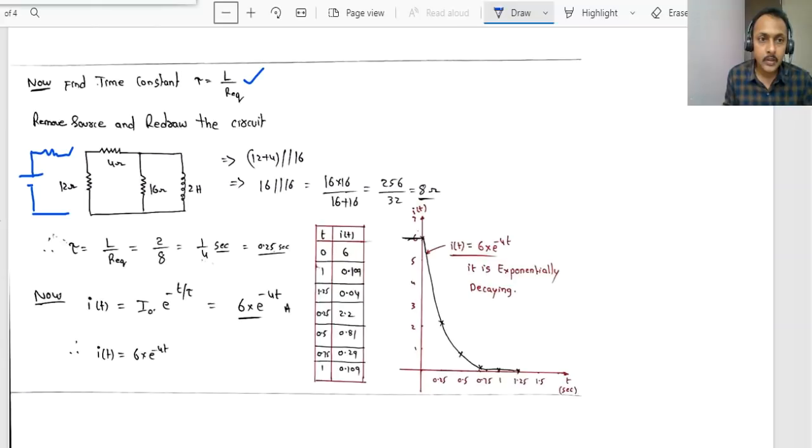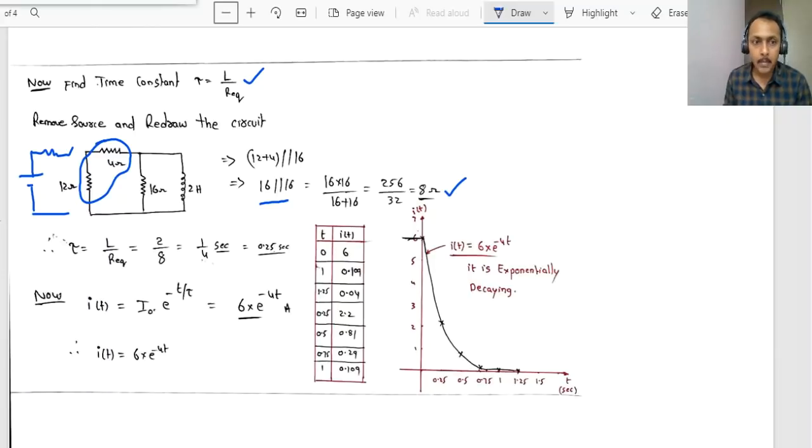Observe these 4 ohms and 12 ohms are in series. The resultant is in parallel with 16. 12 plus 4 is 16, parallel to 16. So the answer is AB by A plus B, 16 into 16 by 16 plus 16. The answer is 8 ohms. Therefore, R equivalent is how much? 8 ohms. Now the problem is simplified.